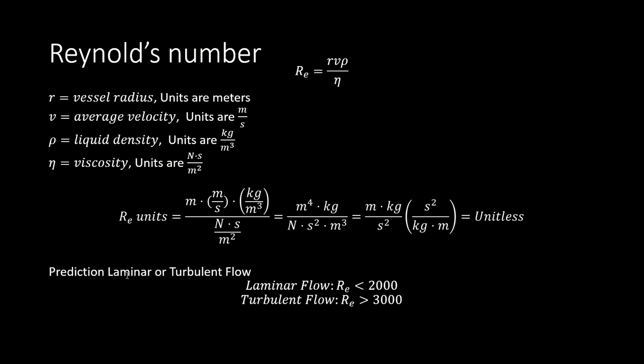And just a prediction, again: a Reynolds number less than 2,000 is usually indicative of laminar flow, and if it's greater than 3,000, that's usually indicative of turbulent flow. The in-between, while usually not used for blood flow, could be called transient for other liquids.